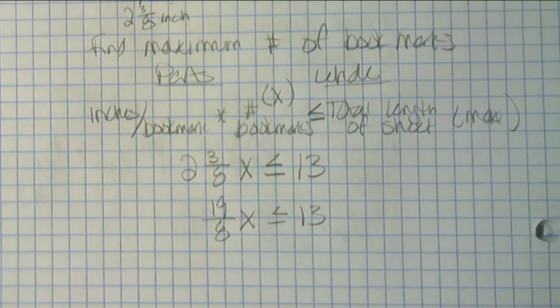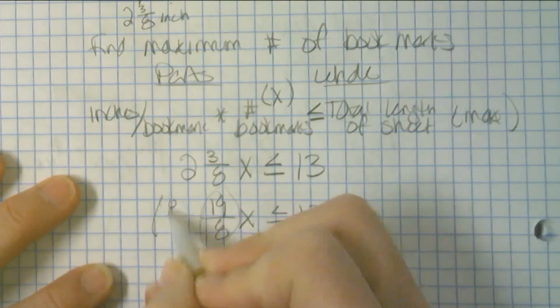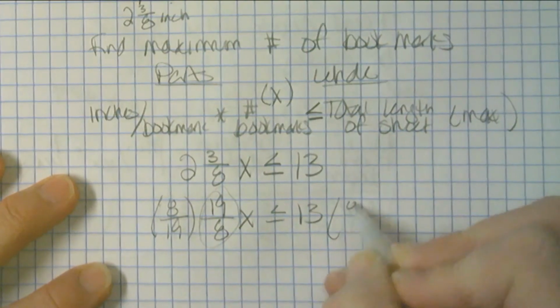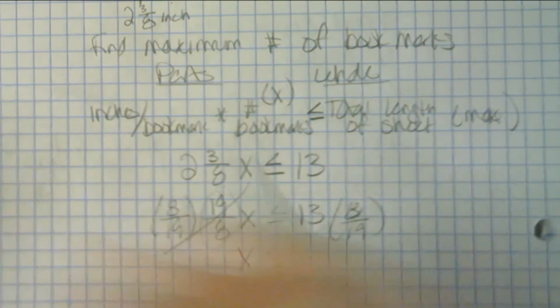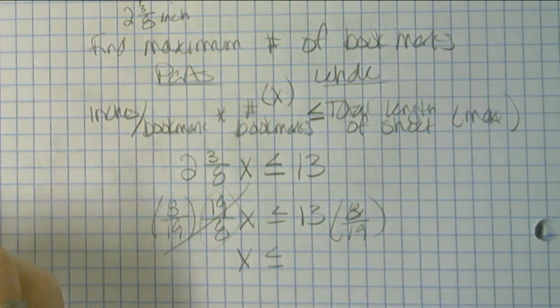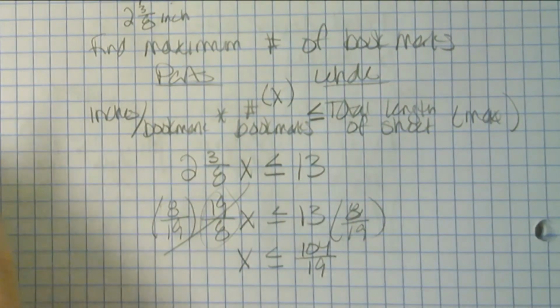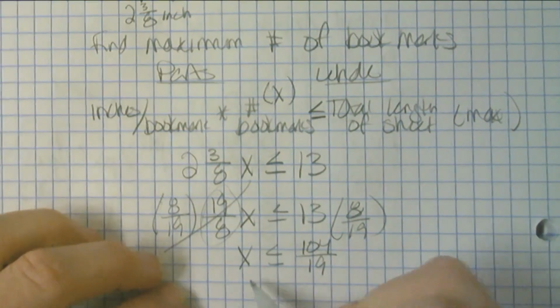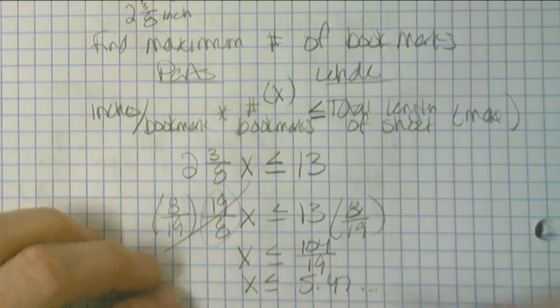Now what? Anybody? Cameron? Yep, I'm multiplying by the reciprocal of that fraction, that coefficient. So I have 8/19 on both sides. So I have X is less than or equal to 8 times 13, which gives me 104/19. If I divide that by 19, I get X is less than or equal to 5.47, and it kind of keeps going.